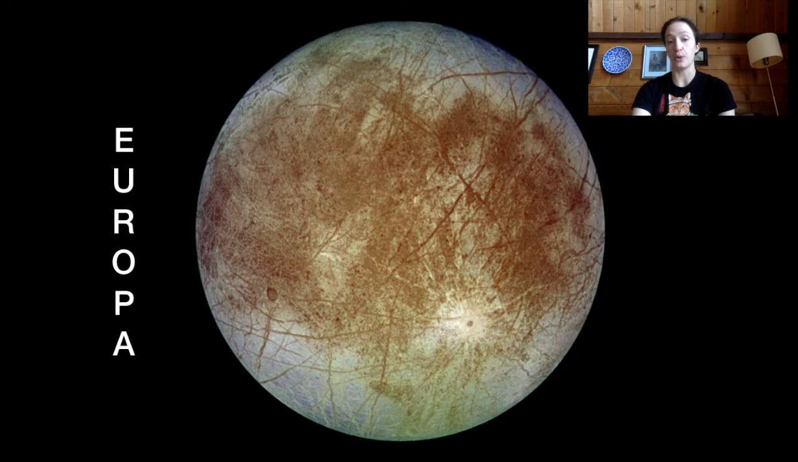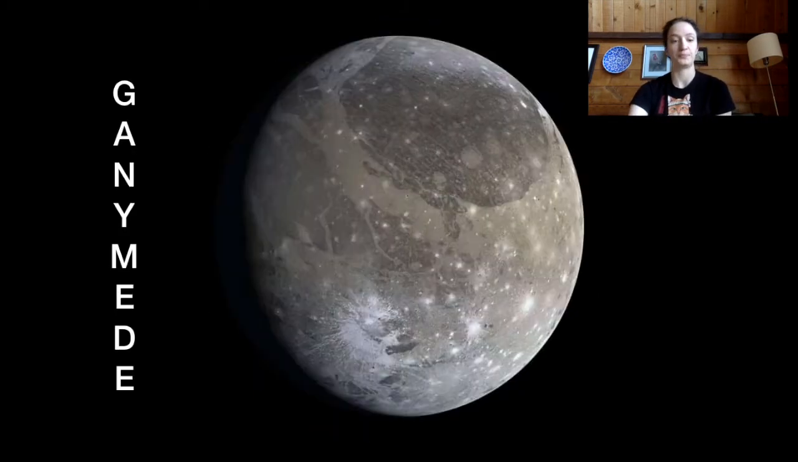Next out, you have Europa. Now, Europa is a moon that has an ice surface and we believe a subterranean ocean. And you can see this by all of these cracks across its surface. These are actually cracks in the ice. So this is Europa. Europa is the second out from Jupiter, meaning it has the second smallest orbital period.